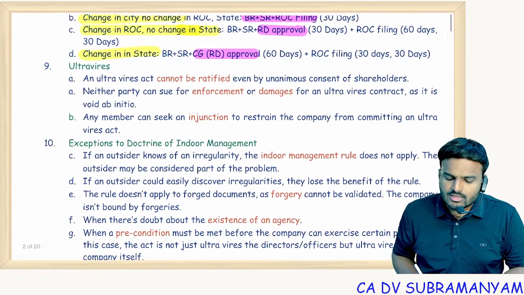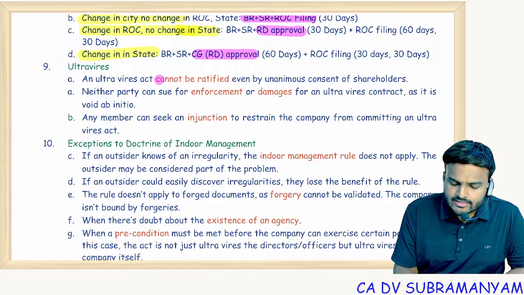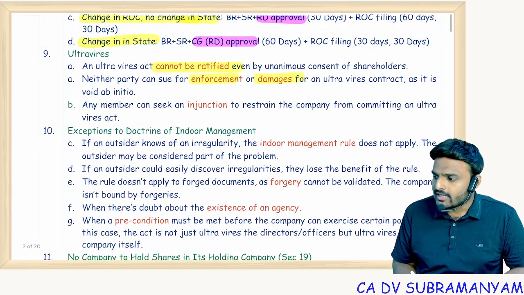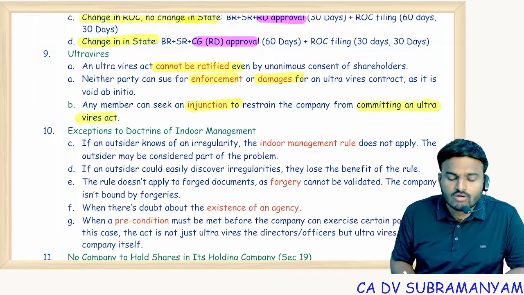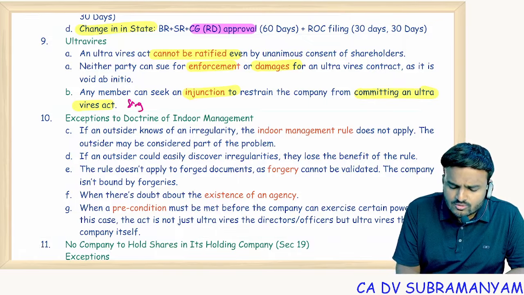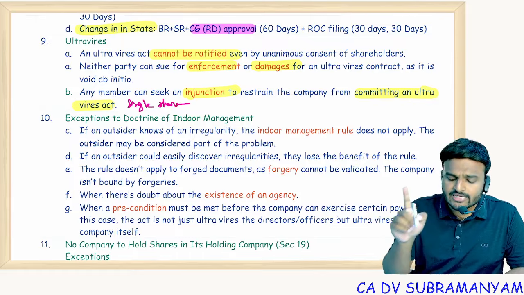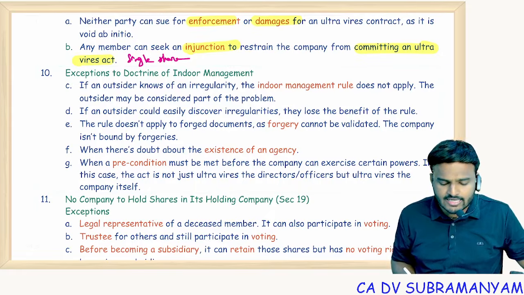Next one, ultra vires. Doctrine of ultra vires. An ultra vires act can never be ratified even by the whole body of the members. Neither party, that means outsider, can sue, enforce, or claim damages for an ultra vires contract. Any member can seek an injunction to stop the company from committing an ultra vires act. Even a member with a single share, even though he's a minority holder, is enough; he can bring an injunction order stopping the company from entering into ultra vires acts.